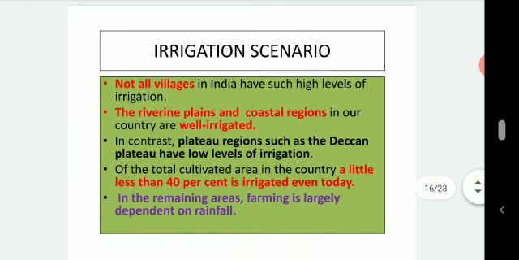Now you all must know that all villages across India are not as fortunate, as lucky as Palampur. You must remember that less than 40% of land is irrigated all over India, especially in the northern and coastal plains. But in the Deccan Plateau, the farmers are dependent only on the rainfall for cultivation.